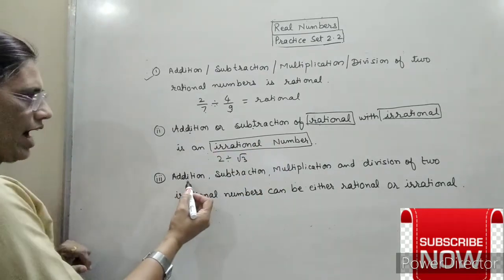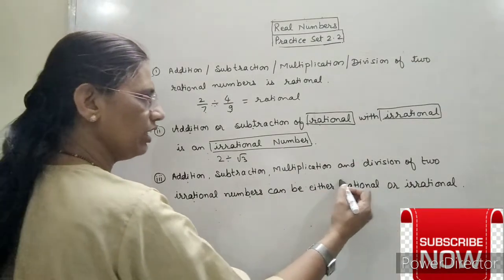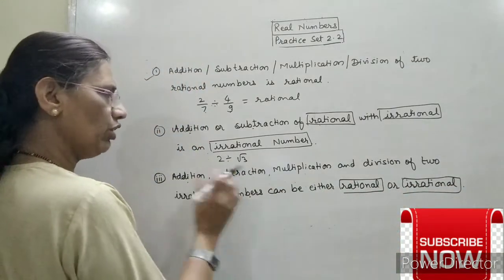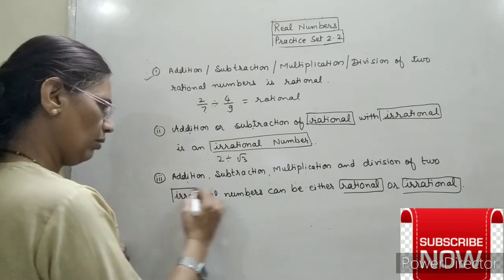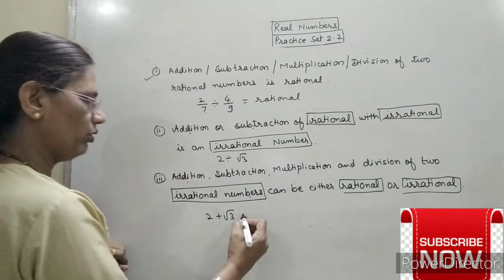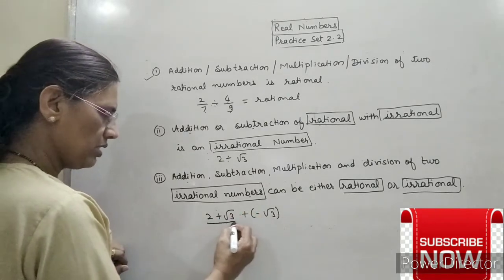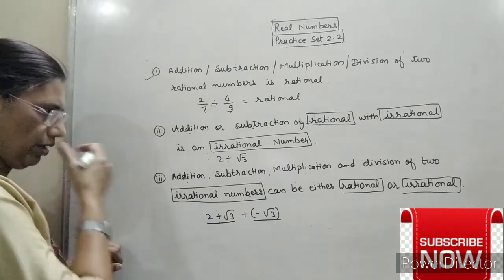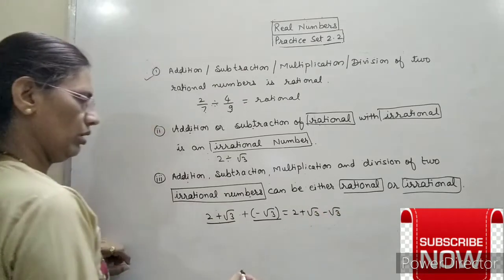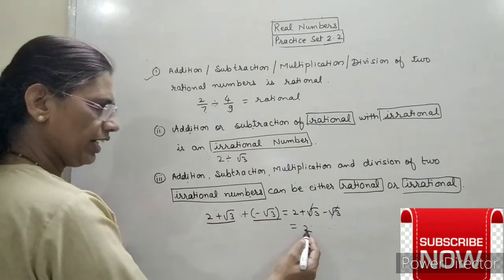The third property: addition, subtraction, multiplication and division of two irrational numbers can be either rational or irrational. See here, let us take the addition of two irrational numbers. Suppose the first irrational number is 2 plus square root 3 and the second irrational number is negative square root 3. This is an irrational number, this is an irrational number. Now if we take the addition of these two, plus into minus is minus, we get 2. So here the addition of two irrationals gives a rational.